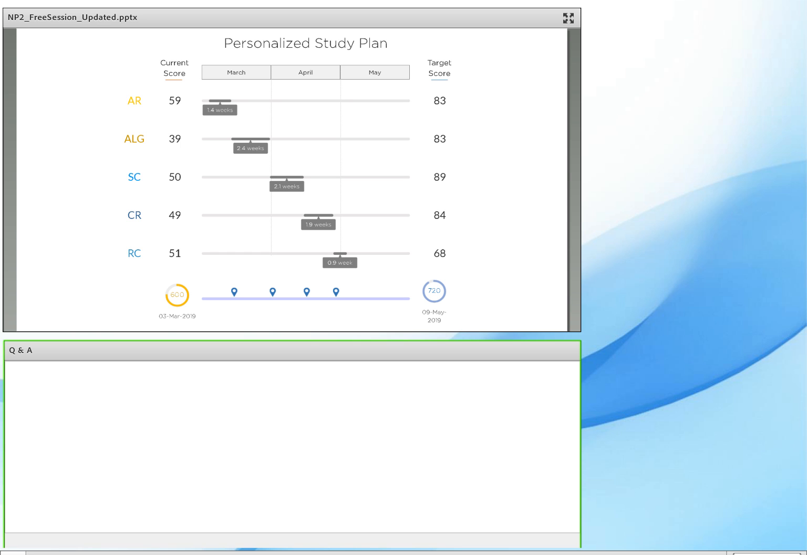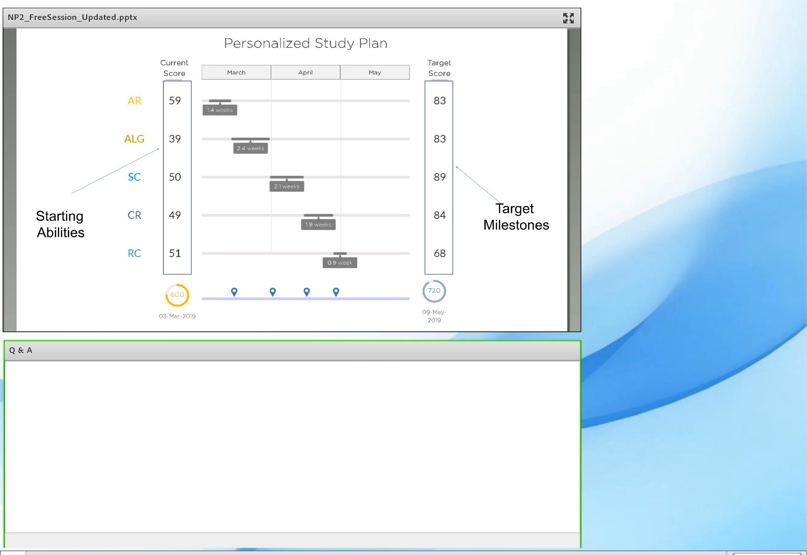And here you can really see two things. One is your starting and your target milestones. The second is a sequence in which it expects you to execute that. The sequence works that way, as you can see. First it asks you to improve arithmetic in 1.4 weeks, then algebra in 2.4 weeks, and sentence correction in 2.1 weeks. And consequently, since the improvement in RC is a lot less, it has allocated about 0.9 weeks for you. So at this point, you know the amount of time you need, and you know those starting milestones and those ending milestones.